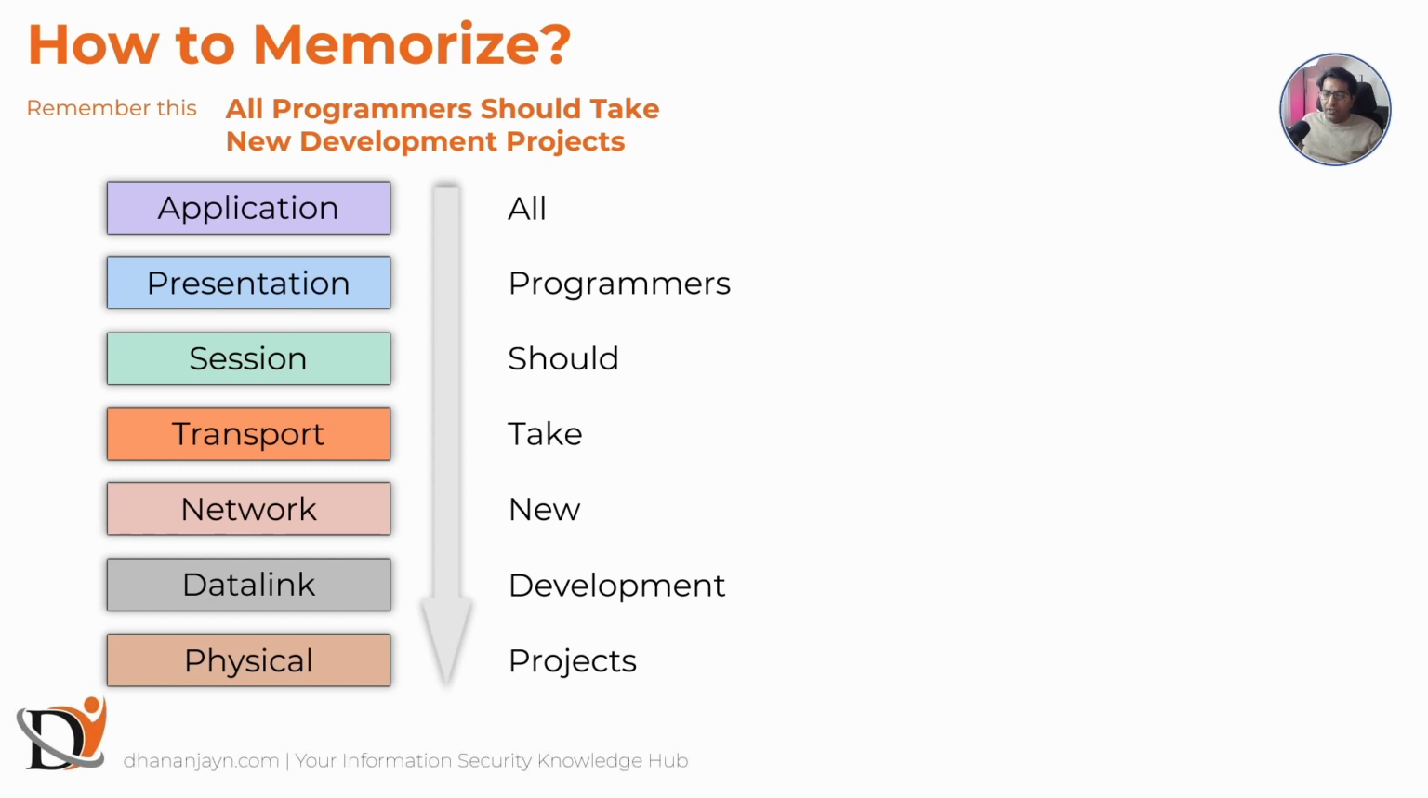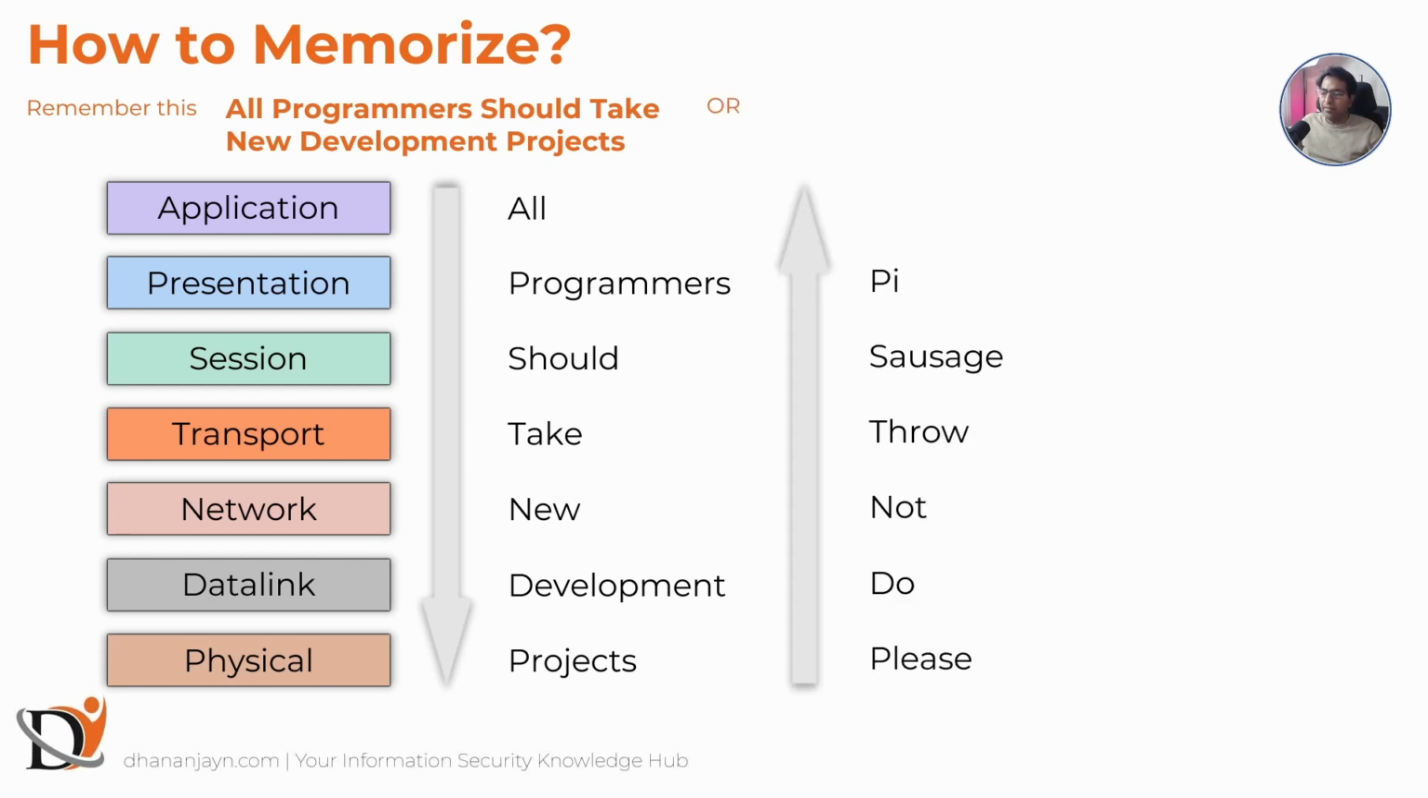If you look at "All," the first letter is A, which stands for the application layer, and so on. Some of you might be familiar with the other phrase, which is "Please Do Not Throw Sausage Pizza Away." This is another way to memorize these layers, but this time we memorize them from the bottom towards the application layer.